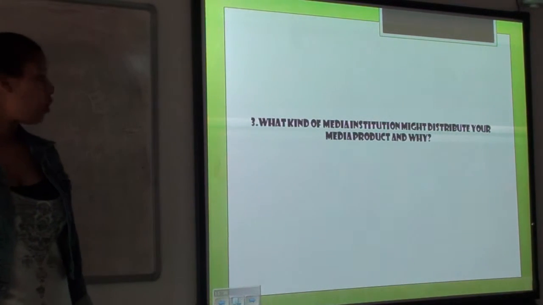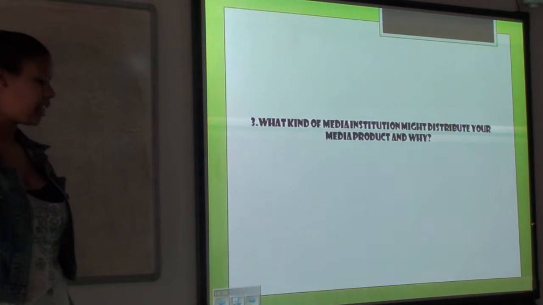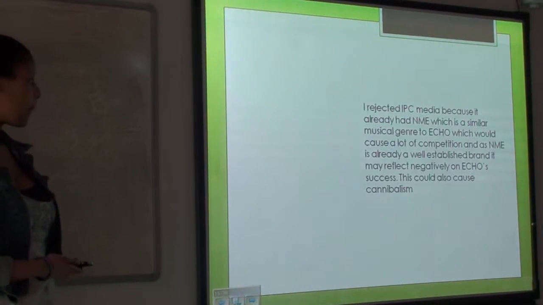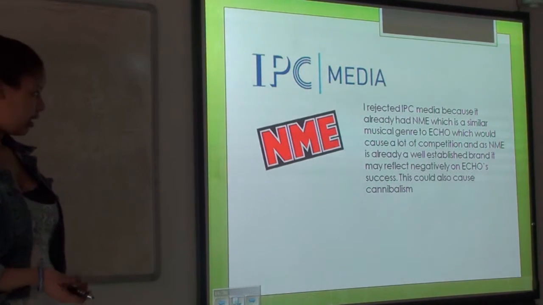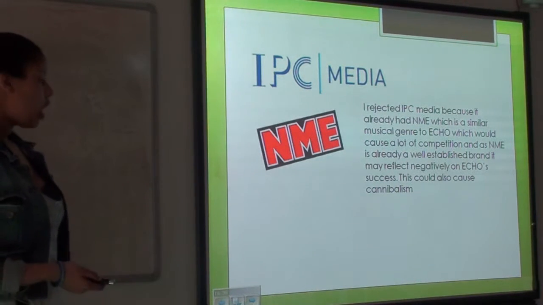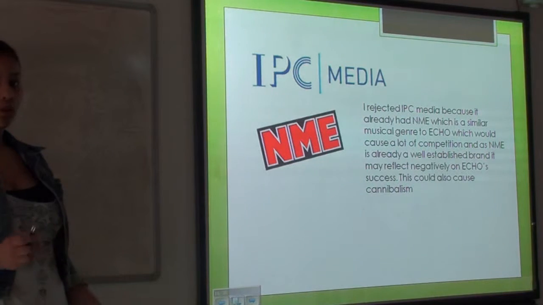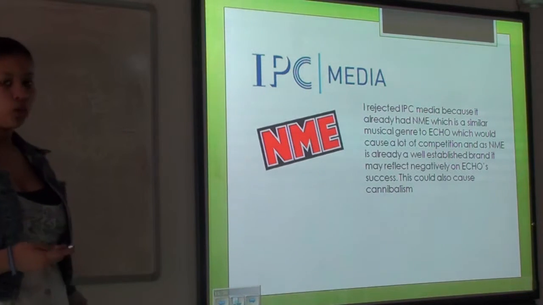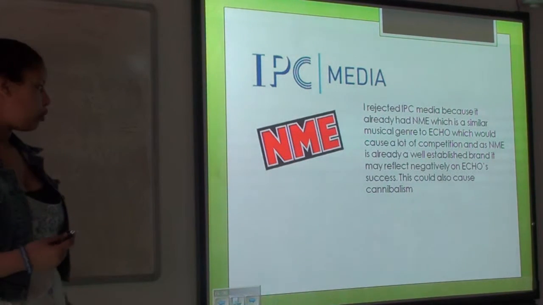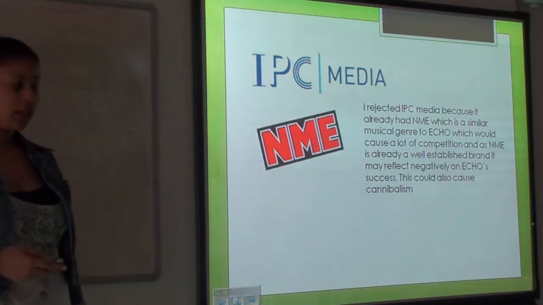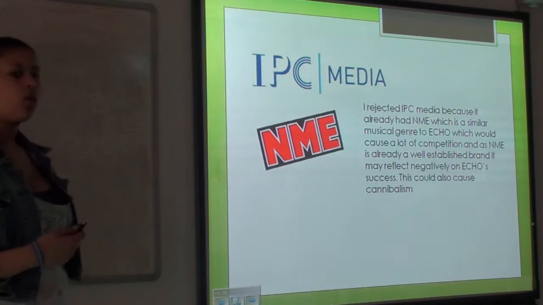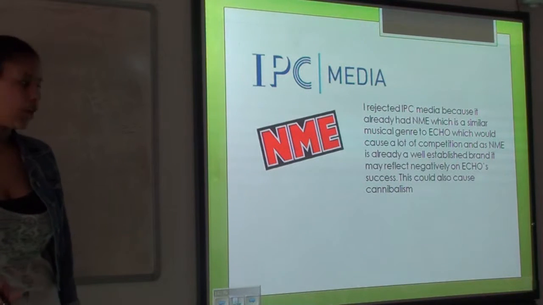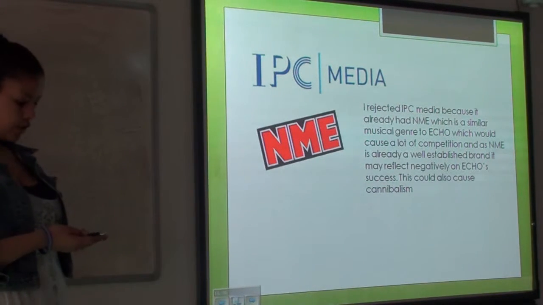Question 3. What kind of institution might distribute your media product and why? I firstly looked at IPC Media. I rejected IPC Media because it already had NME, which is a huge magazine brand which distributes worldwide. So it would cause a lot of competition for Echo, as it is a small, upcoming magazine, and it might reflect negatively on Echo's success. This would also cause cannibalism because NME and Echo are aiming at a similar target market. So it's better that I didn't choose them.